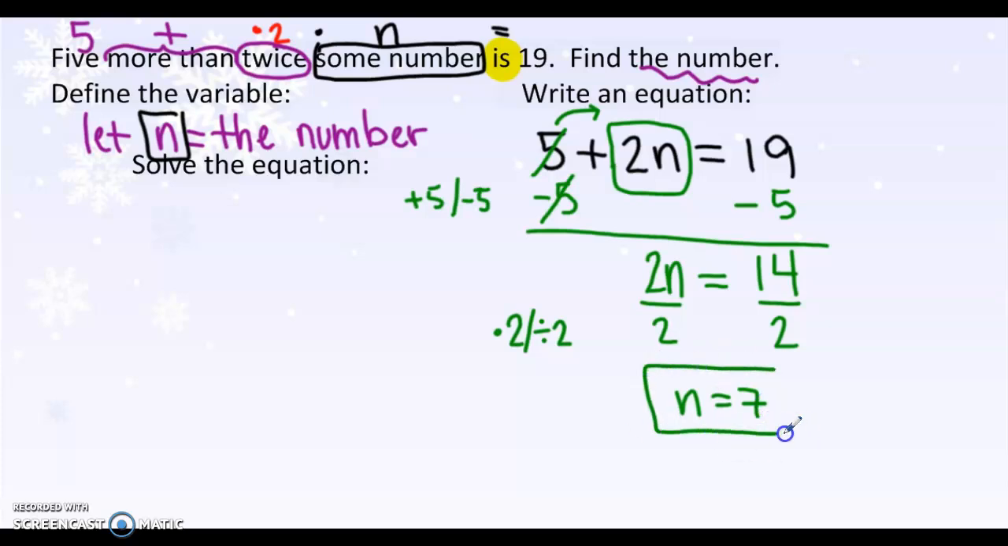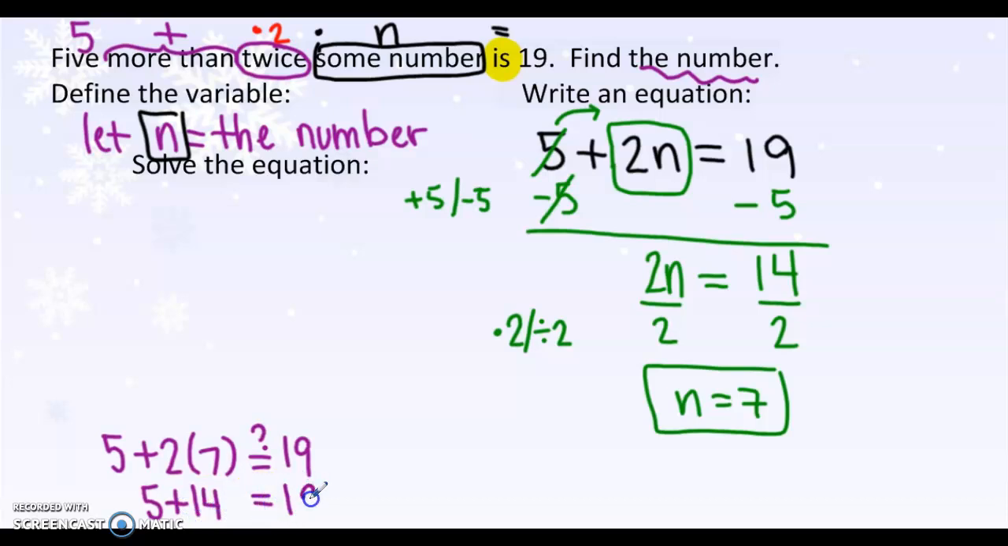And we can always double check that by plugging that back in. 5 more than 2 times 7, is that really 19? Well, 5 plus 14 is 19, so we've got the right answer.